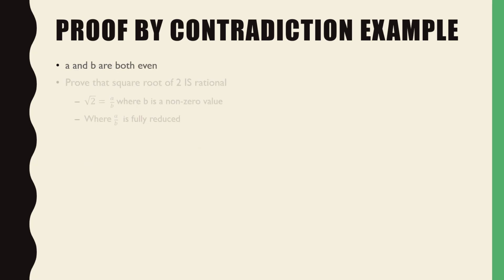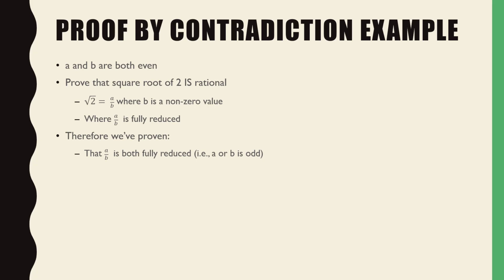That is a contradiction because our original statement was to prove that the square root of 2 is rational. Well, this was our original claim, that A and B are fully reduced, which means that one of them is not even. Therefore, we've proven that A over B is fully reduced and that A over B is not fully reduced. That's a contradiction. Therefore, this is false. The math falls apart. Therefore, the square root of 2 being rational is wrong. The opposite must be true.